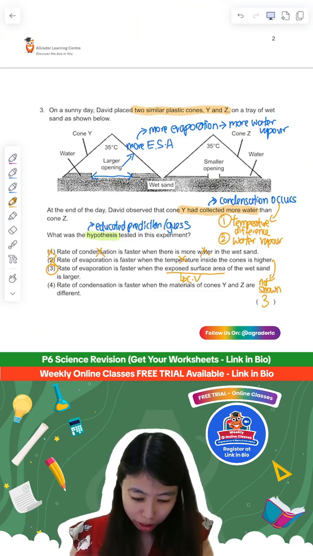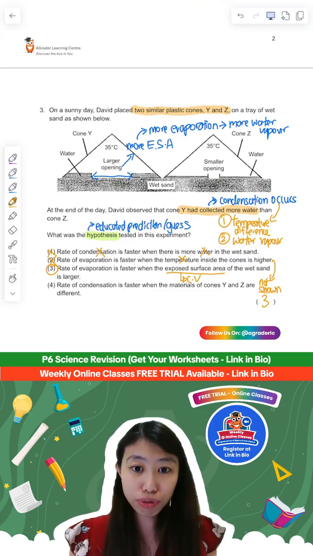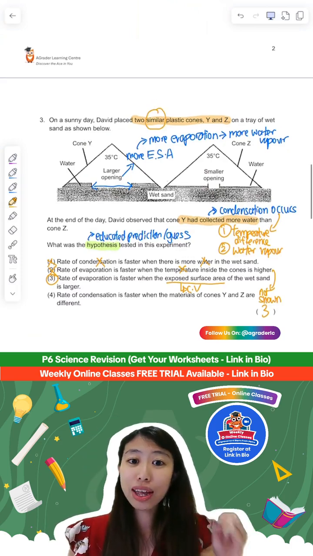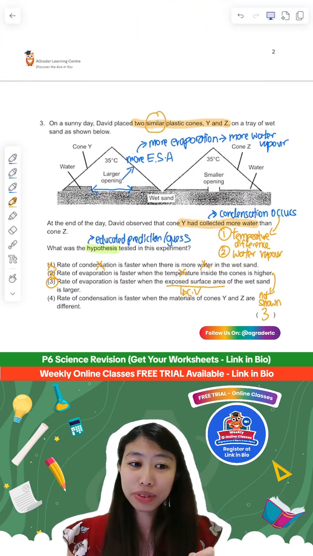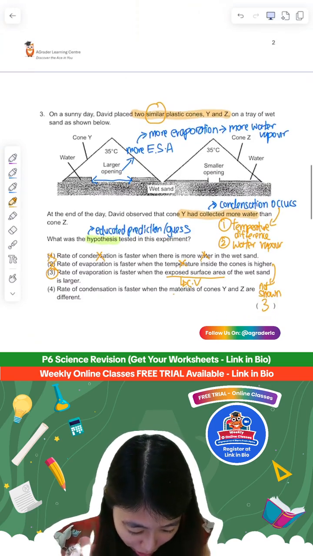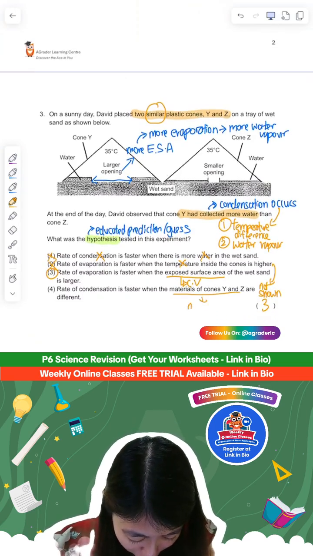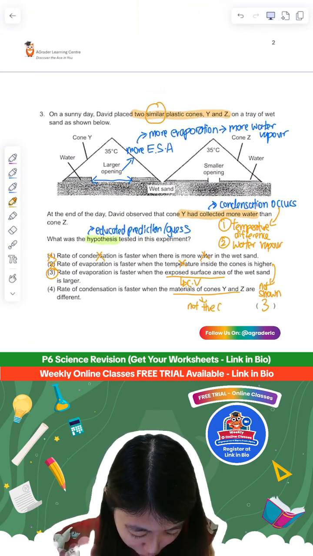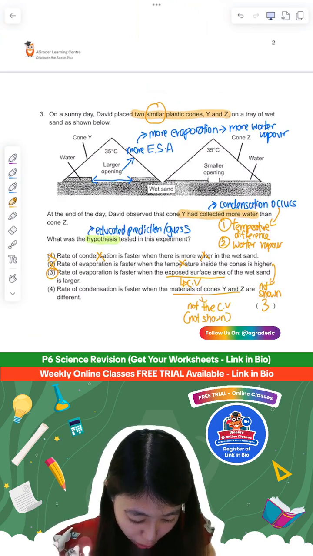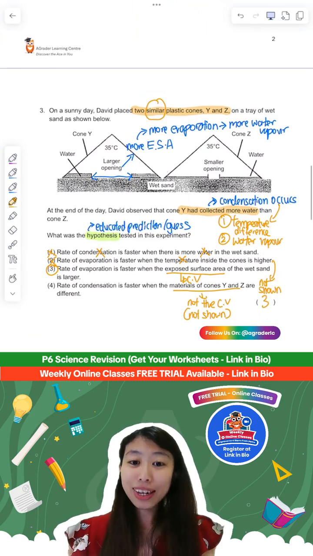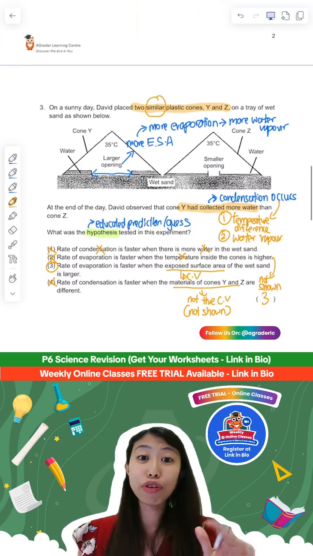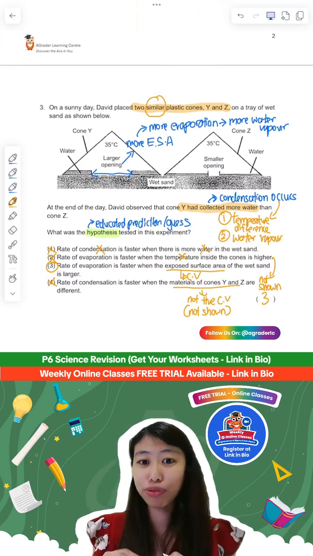And number four is not accepted, because the materials are not different. Take note, they are similar plastic cones. This is not the change variable, so it's not shown in this experiment. That's why number four is wrong. So this is one of the tougher questions, so you must be very, very careful.